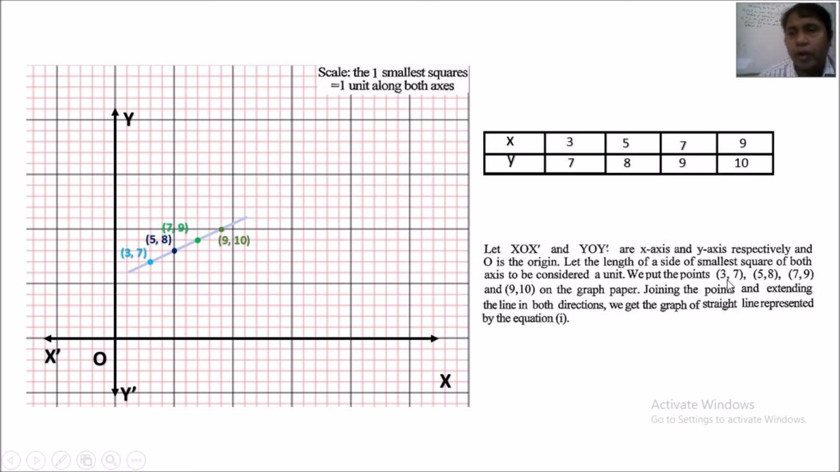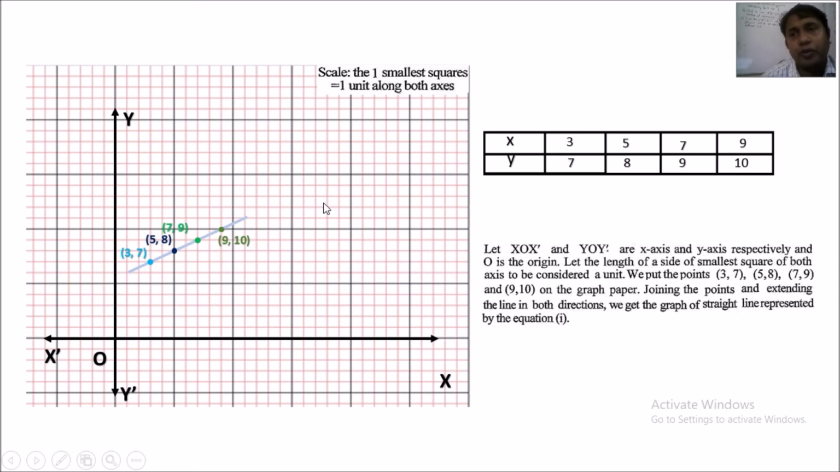We put the points 3, 7, 5, 8, 7, 9, and 9, 10 on the graph paper, joining the points and extending the line in both directions. We get the graph of a straight line represented by equation 1. So this straight line represents what? It represents equation 1. Okay, do you understand?